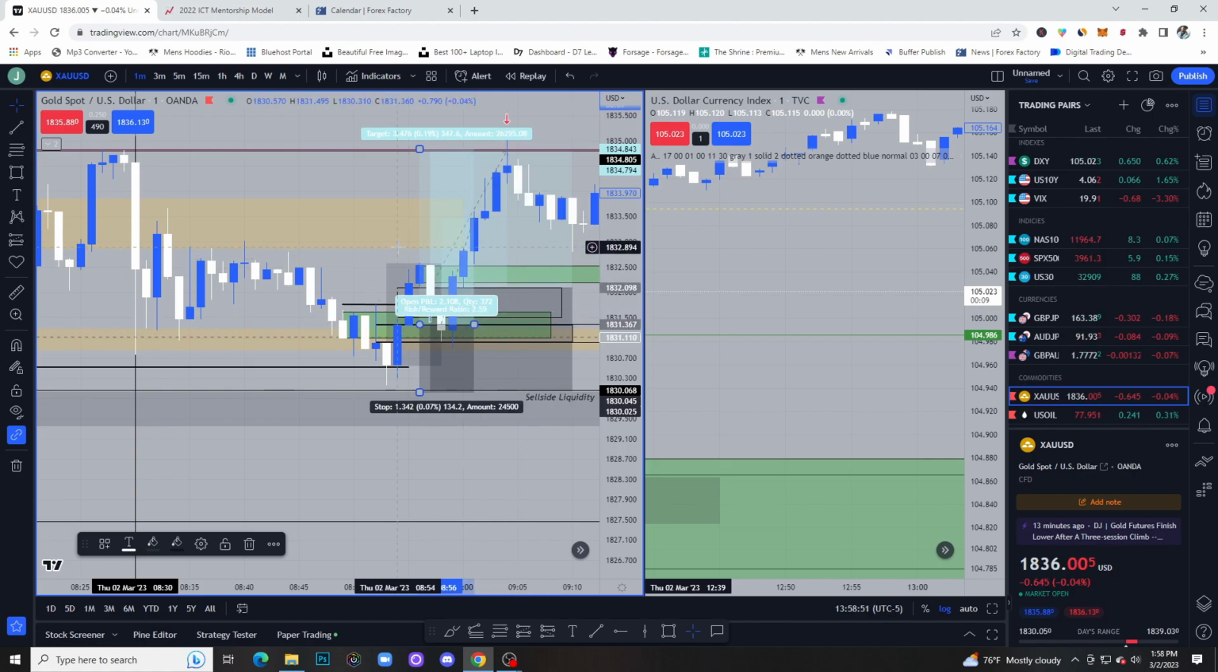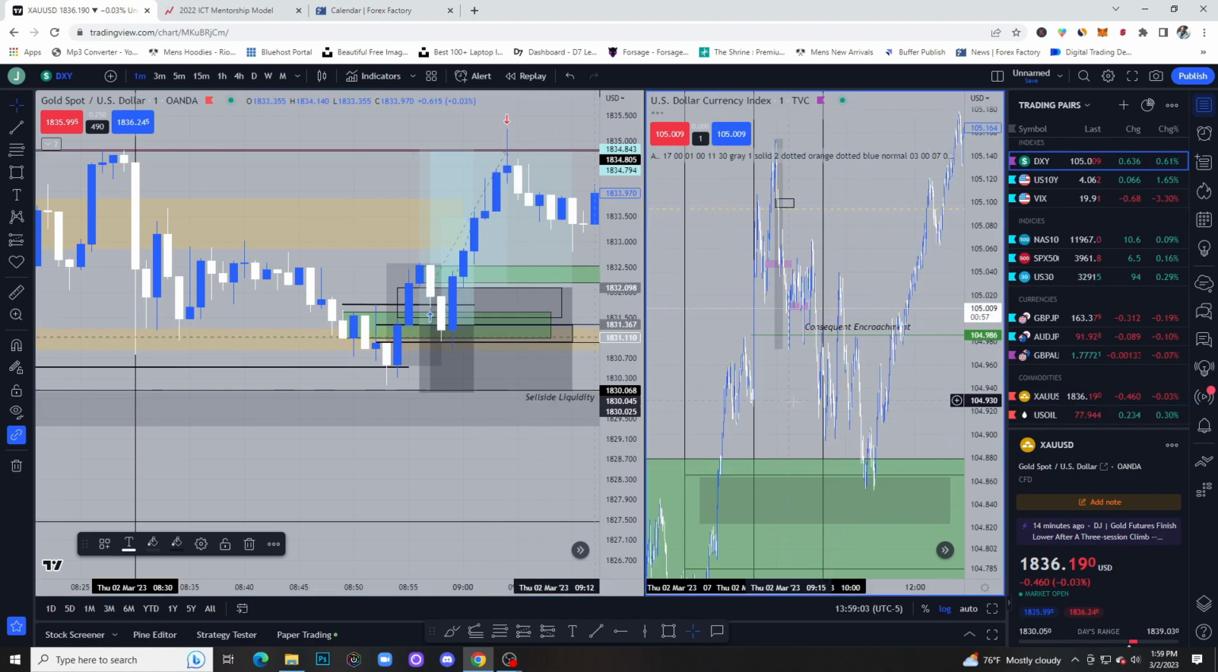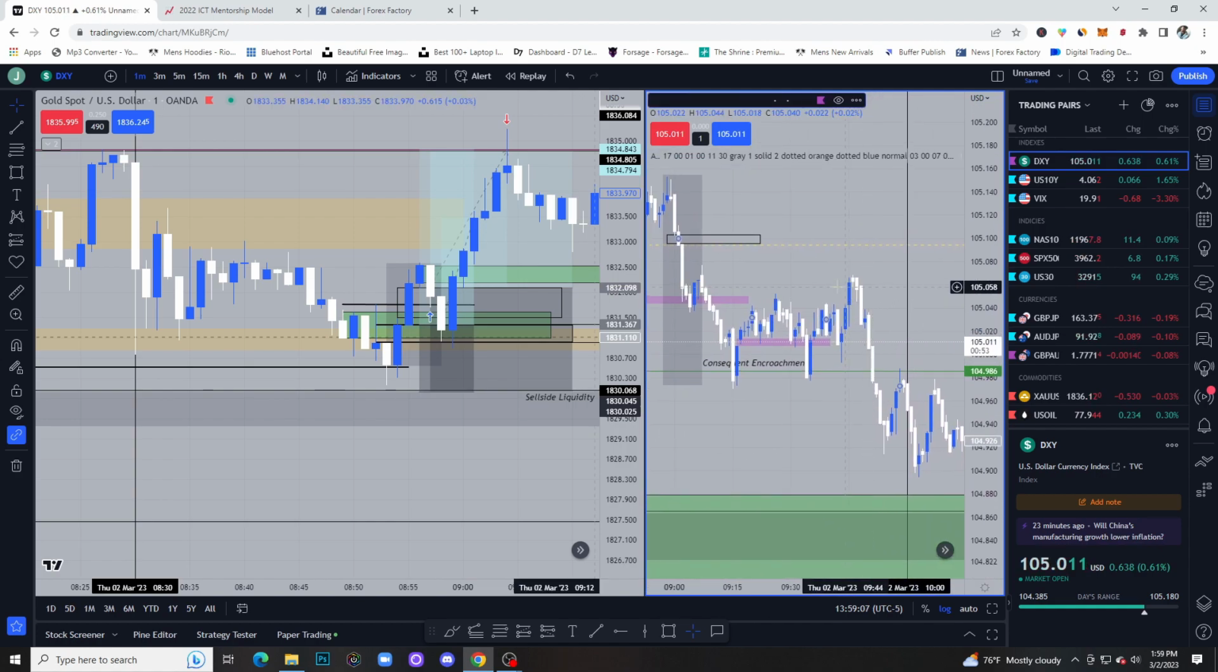So I would have made double the money, or double my risk on this specific setup right here. However, like I said, I just made two mistakes and couldn't get the order filled in fast enough. But yeah, so that's the trade setup on gold.